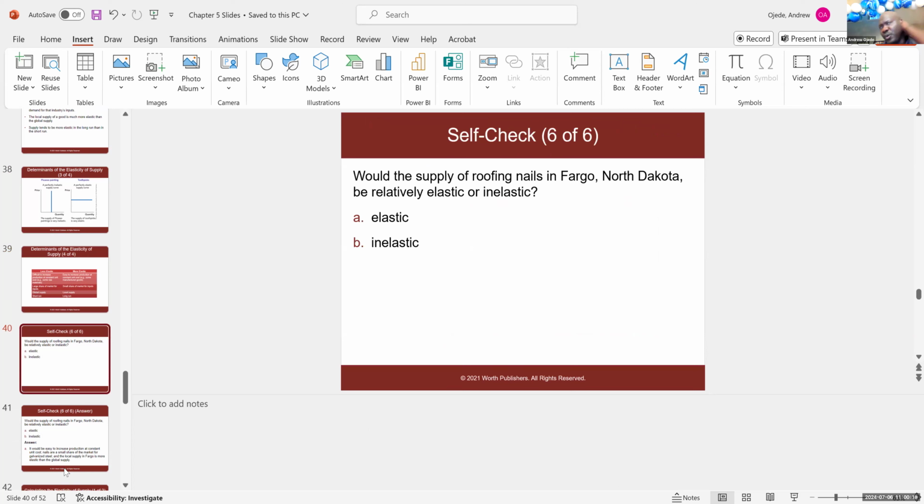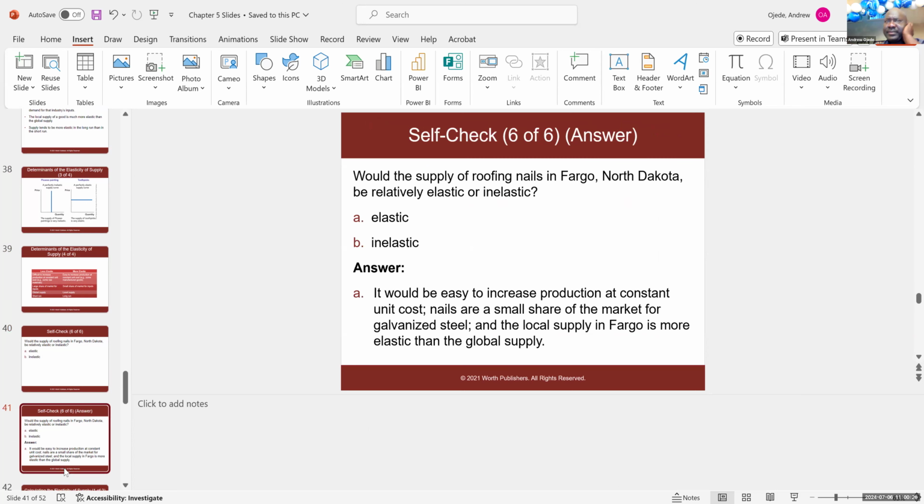So here's one question. Would the supply of roofing nails in Fargo, North Dakota, be relatively elastic or inelastic? It would be easy to increase production at constant unit costs. Nails are a small share of the market for galvanized steel. And the local supply in Fargo is more elastic than the global supply. So the answer would be A.